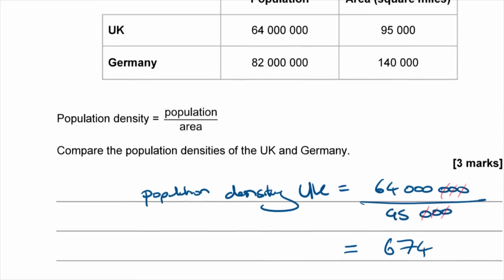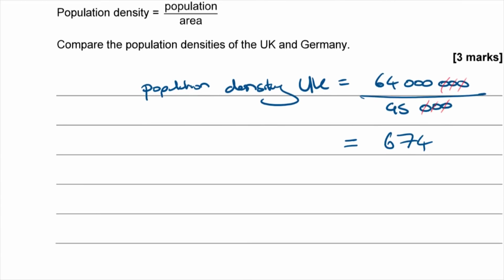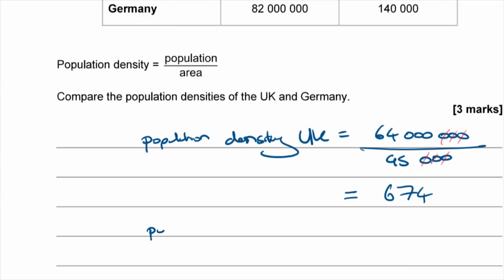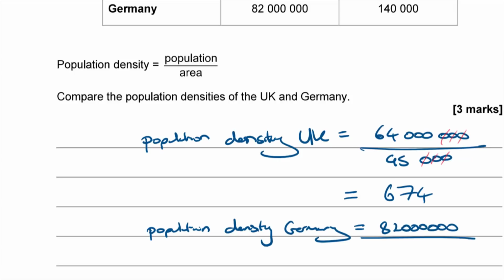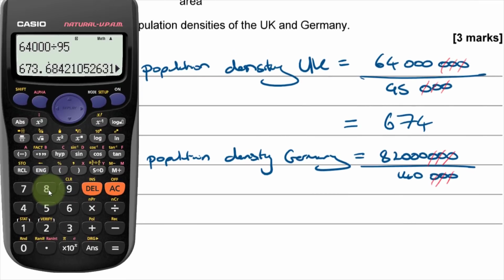I suppose that's people per square mile, isn't it? 674 people per square mile. So population density of Germany is 82 million divided by 140,000. So again, I can cancel those zeros off. Just makes it a little easier to type in. So what does that give me?